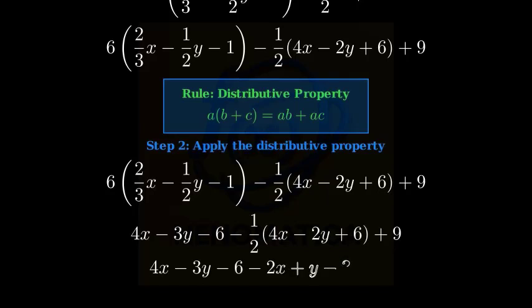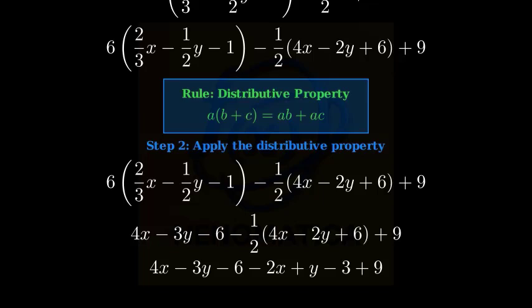Next, we'll distribute negative 1/2 to each term inside the second parentheses. Negative 1/2 times 4x equals negative 2x. Negative 1/2 times negative 2y equals positive y. Negative 1/2 times 6 equals negative 3. Our expression now becomes 4x minus 3y minus 6 minus 2x plus y minus 3 plus 9.